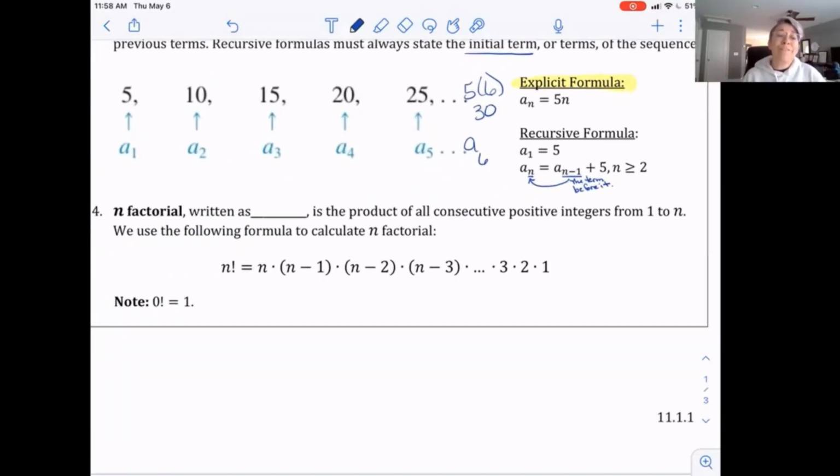We also have a new term called a factorial. N factorial is written as n with an exclamation mark, so that's read as n factorial. And it's the product of all the consecutive positive integers from 1 to n. So for n factorial, we would multiply n times the number before that, times the number before that, all the way down to 1. A quick example is if we had 5 factorial, that means we would take 5 times 4 times 3 times 2 times 1, which would give us 120.